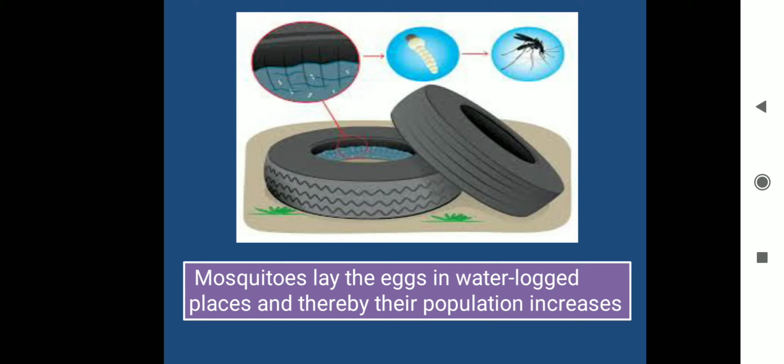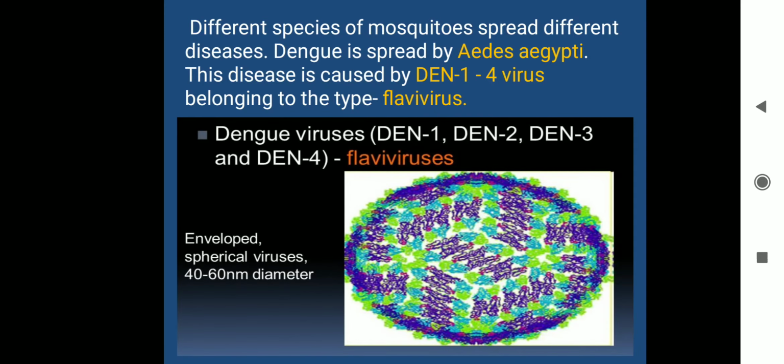I have given an example which is placed on screen. There you can see a tire and inside the tire there is an empty space. You can see in the picture that the space is filled with water. In such water, mosquitoes lay their eggs and that is the reason their population increases, causing a number of diseases. Different species of mosquitoes spread different diseases.